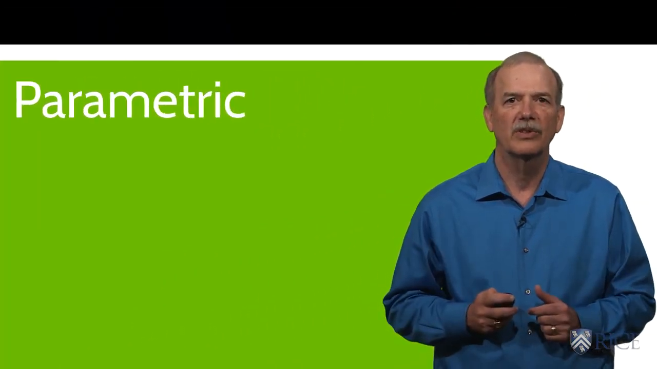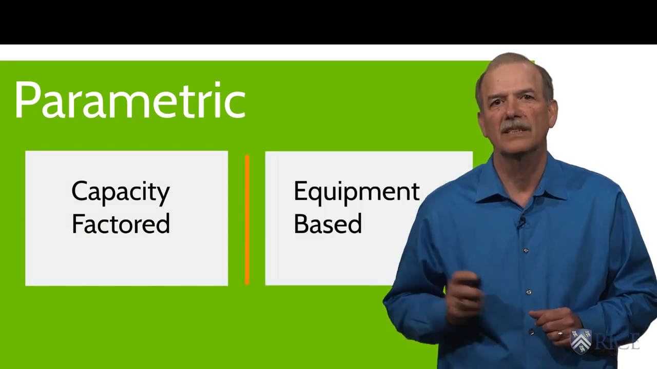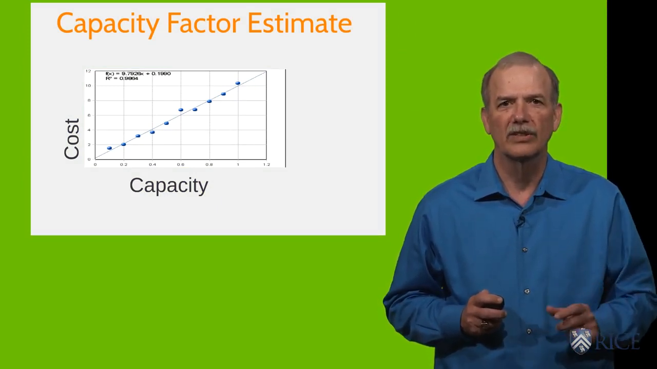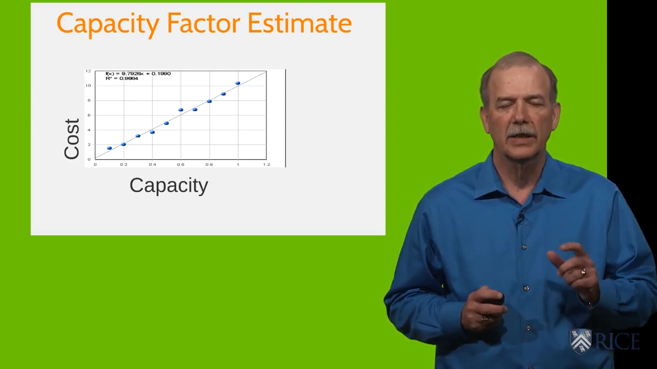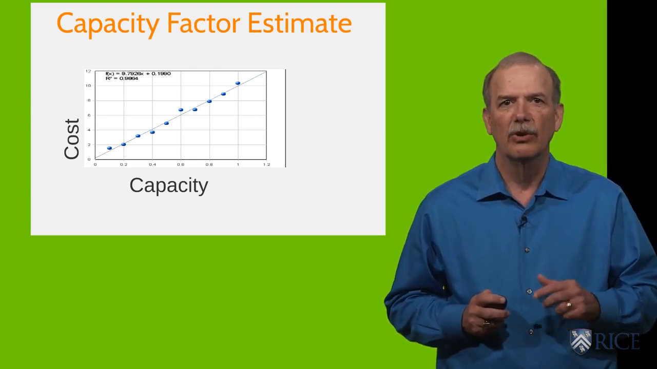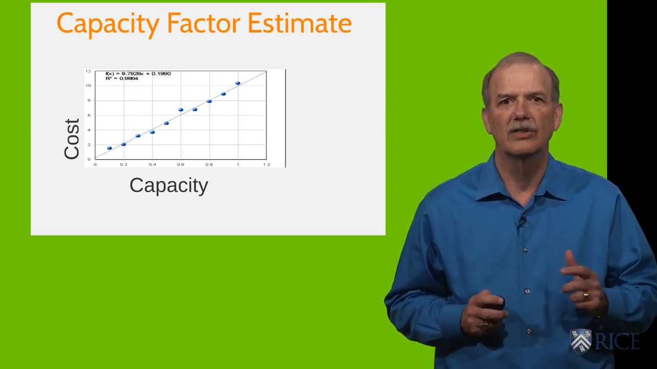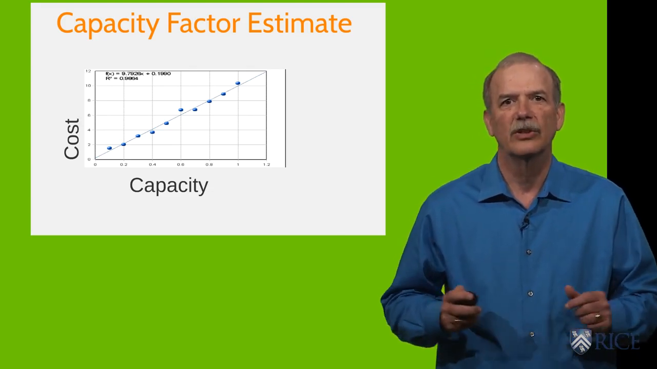Next, we want to look at parametric estimates. We will discuss two types of estimates: capacity factored estimates and equipment-based estimates. In a capacity factored estimate, we curve fit costs from similar projects based on the capacity or the size of the project. The capacity might be based on units of throughput, on square foot of usable space, or it might be based on volume. Each project type and each industry will have its own definition of capacity. The key to this type of estimate is good historic data.